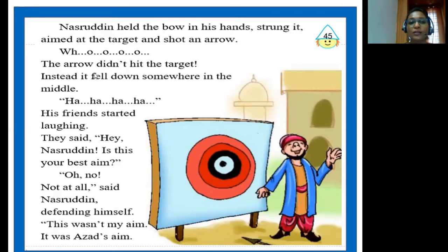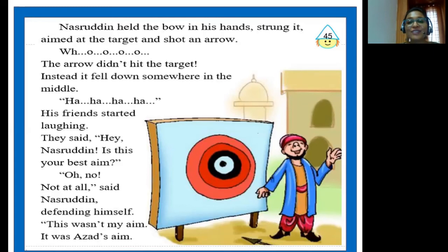The arrow didn't hit the target. Instead, it fell down somewhere in the middle. Nasruddin had to prove that he was very good at archery. So he held the bow in his hands, strung it, aimed at the target and shot the arrow. But what happens? The arrow did not hit the target. Instead, it fell somewhere in the middle.